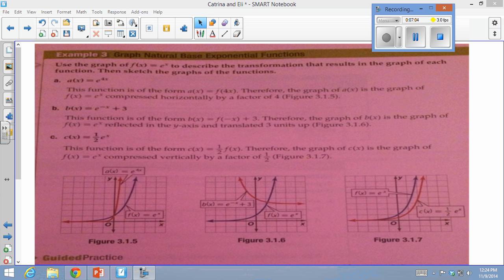Next, we have c of x equals 1/2 e to the power of x. This function is in the form c of x equals 1/2 f of x. Therefore, the graph of c of x is the graph of f of x equals e to the power of x, compressed vertically by a factor of 1/2, since the 1/2 comes before the e, not in the exponent.